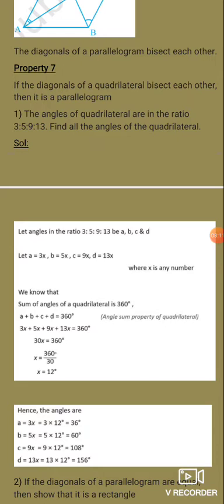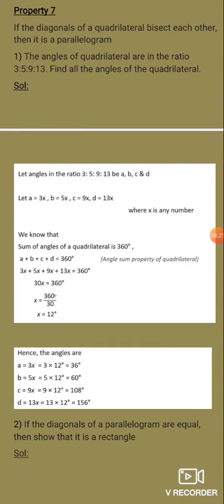Let A be equal to 3x, B equal to 5x, C equal to 9x and D equal to 13x, where x is any number. Now we know that the sum of all the angles of a quadrilateral is how many degrees? Yes, 360 degrees. That is A plus B plus C plus D is equal to 360. Now add all those angles. Substituting, 3x plus 5x plus 9x plus 13x is equal to 360. That is 30x is equal to 360.